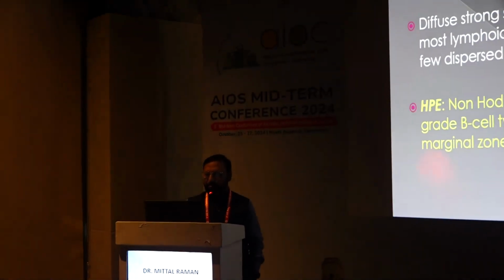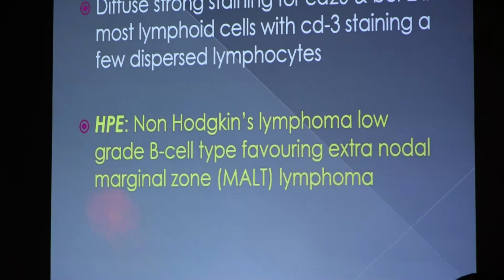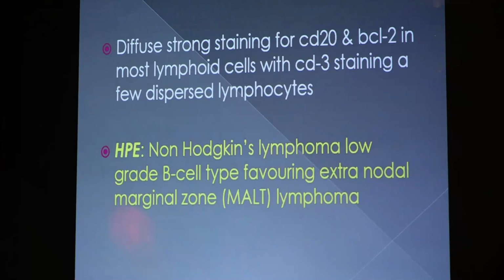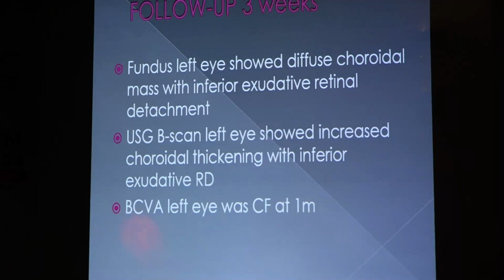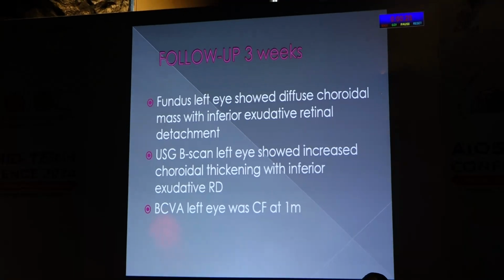IHC was done for confirmation. It showed diffuse strong staining with CD20 and BCL2, and most lymphoid cells with CD3 staining a few dispersed lymphocytes. So now we were sure that we were dealing with NHL and low-grade B-cell lymphoma favoring extranodal marginal zone or MALT type of lymphoma. The follow-up was done at 3 weeks.